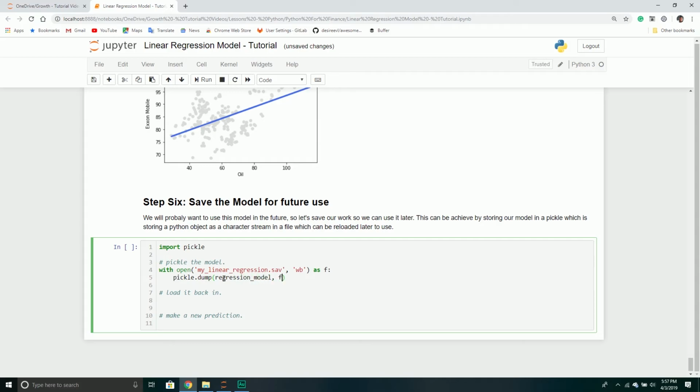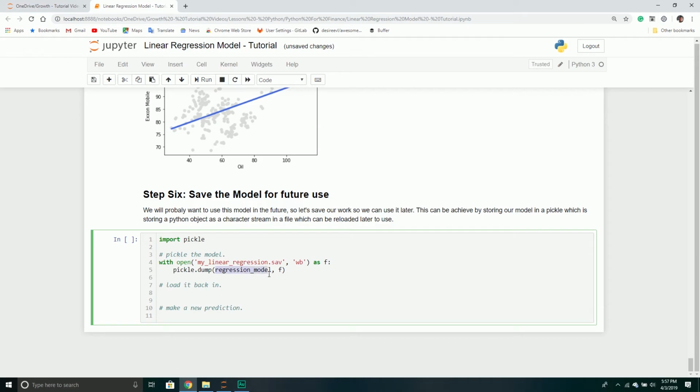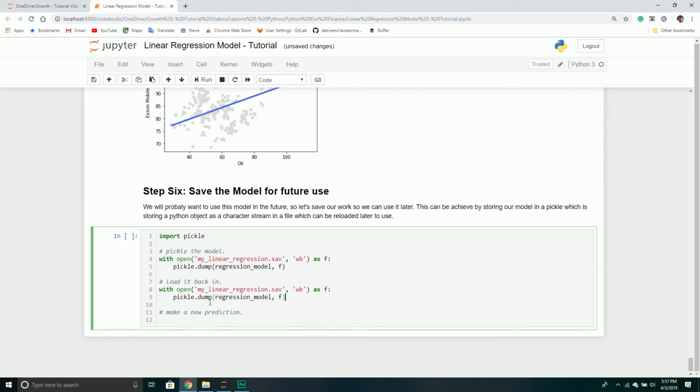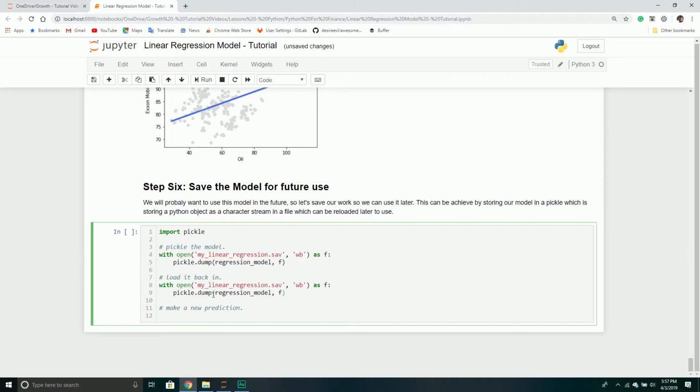Regression model, and then f. So dump my regression model in this file. And once we've done that, we're going to open it back up. But in this one, we're going to create a new instance of our model. So we'll say regression model 2, and that will equal pickle, but this time we're going to do load. And I'm going to delete this and say load it from that file. And that's it. And then once we have our new loaded model, let's make a prediction.